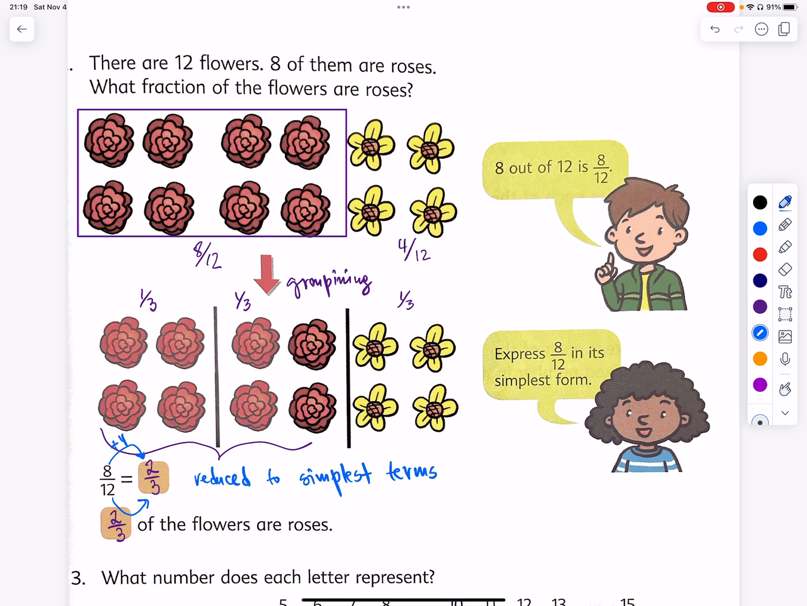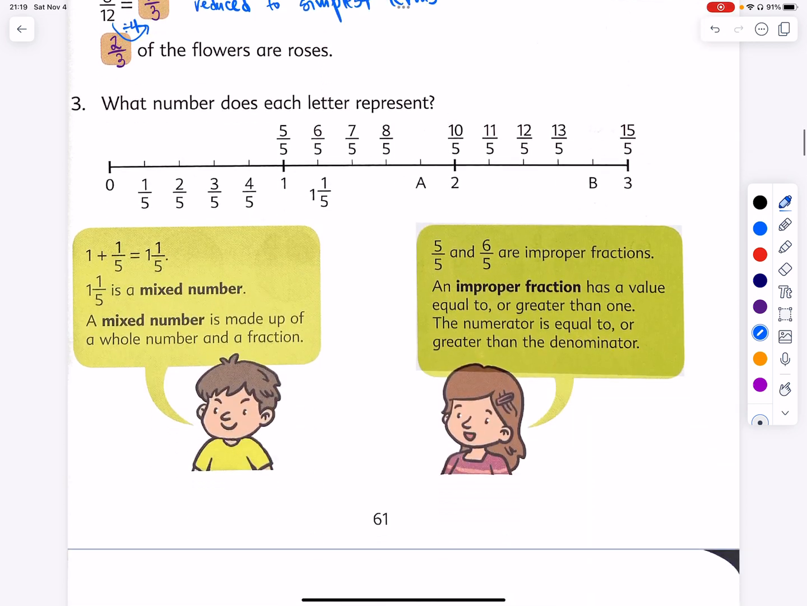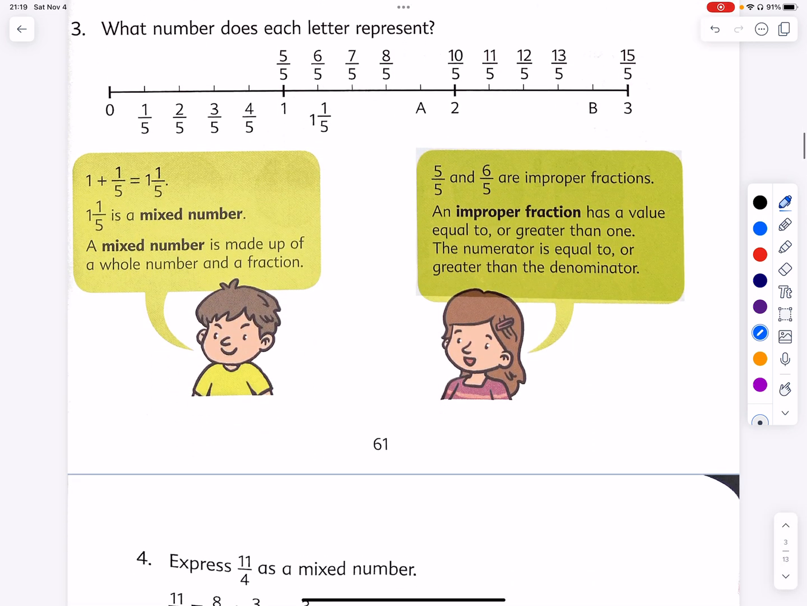Now, what did we do to the denominators? 12 to 3. Of course, we also divided it by 4. What you do to the top, you must do to the bottom. What you do to the bottom, you must do to the top in order to remain equivalent.